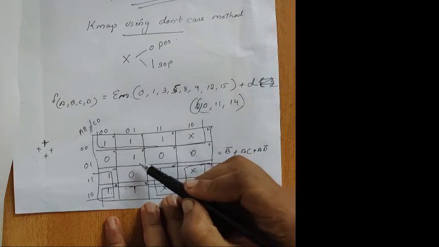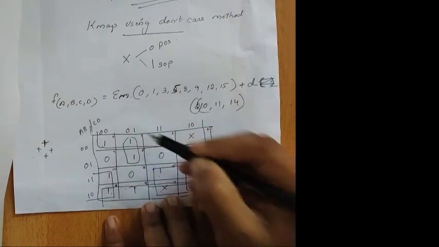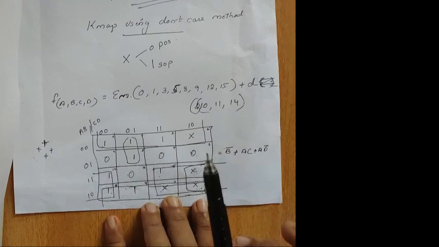Okay. So this is a single one over here. I can't go for a 4-bit grouping because the adjacent terms are 0.